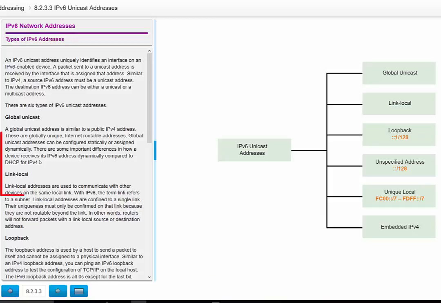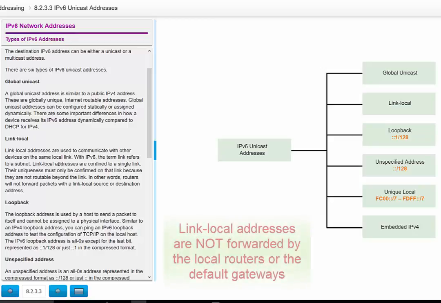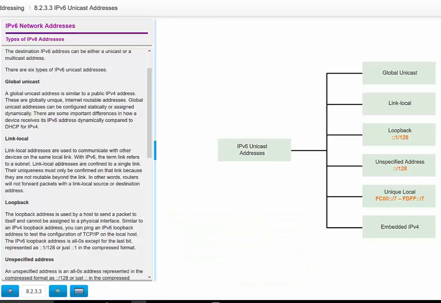There are also what we call link local addresses. The link local address is assigned only on a link, so it has significance only on one particular link, which means that the local router will not forward this IP address further. So the link local IP address does not get forwarded by a router. It has significance only on one link or one local area network.